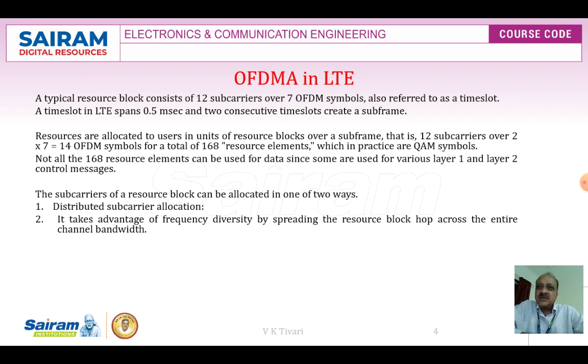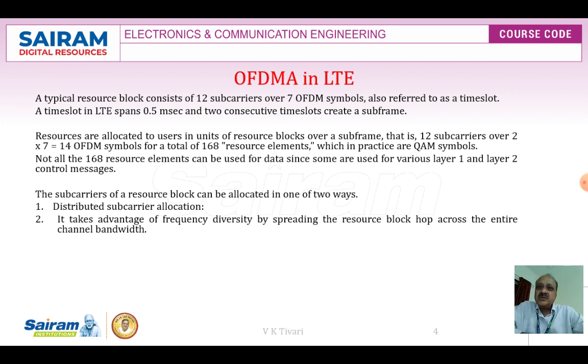It can be seen that resources are allocated in units of resource blocks over the subframe. 12 subcarriers over 2 times 7, that is 14 OFDM symbols, for a total of 168 resource elements, each carrying a QAM symbol. Not all 168 resource elements can be used for data; some are used for various layer-one and layer-two control messages also.